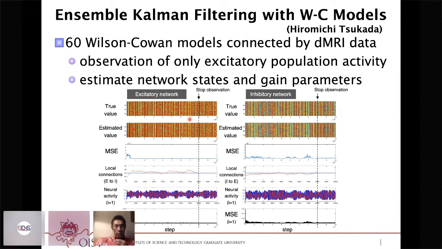for the 60 ROI model, we observe activity of only the excitatory neurons and use the data simulation to estimate the activity of the inhibitory neurons, which seems to be running fairly well. And even after we stop observation, we can continue prediction of the network dynamics for some time. And we can use this framework also for estimation of the parameters like excitatory to inhibitory connection or inhibitory to excitatory connection. So this is a very early but encouraging result.